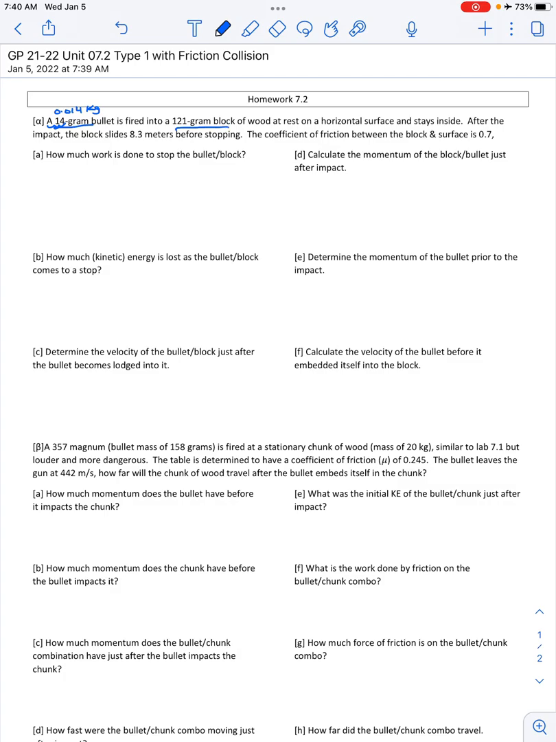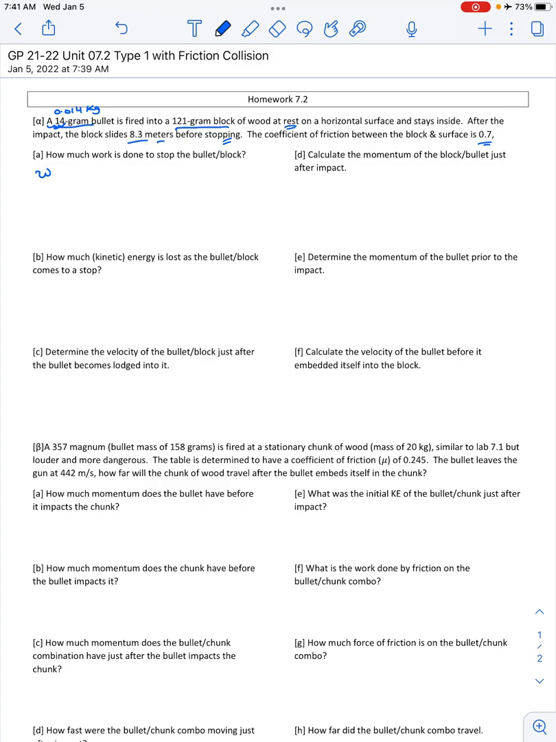A 121-gram block of wood at rest. After the impact, the block slides 8.3 meters before stopping. The coefficient of friction between the block and surface is 0.7. How much work is done to stop the bullet and block?